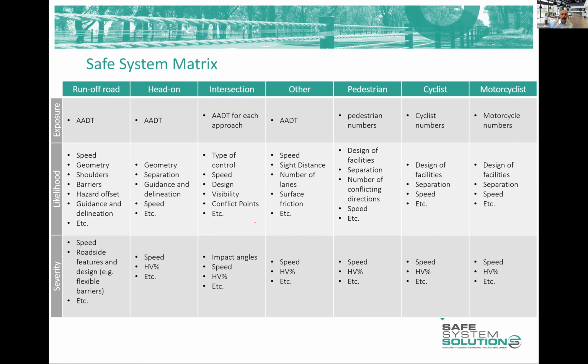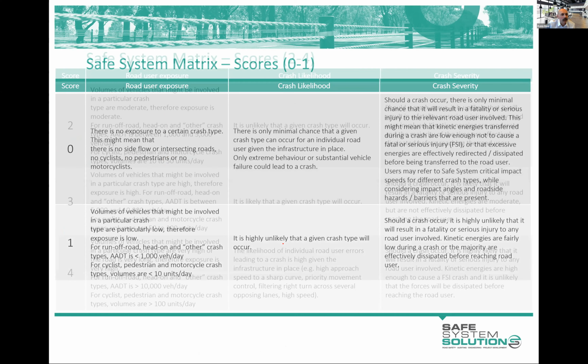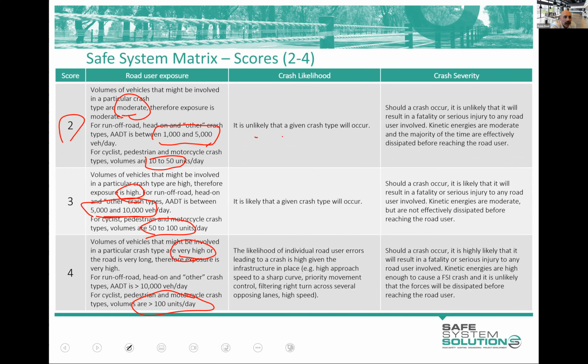And then you've dot pointed all these things out and you go over to the likelihood. You say, okay, let's see what a 1 says for likelihood. It is highly unlikely that a given crash type will occur. That's not much. They haven't given us much guidance there, have they? Let's go see what they have for a 2. It's unlikely that a given crash type will occur. Still not a huge amount of guidance. It's likely that a given crash type will occur.